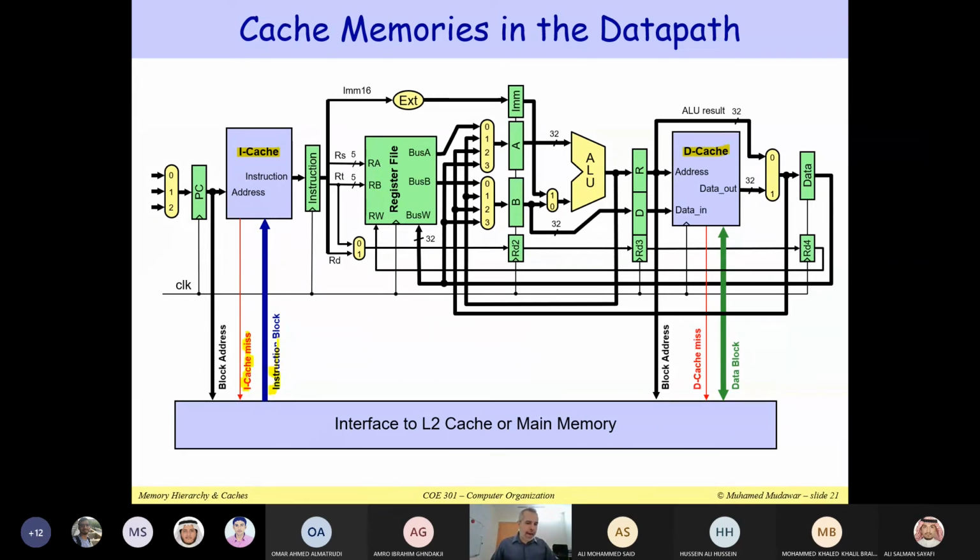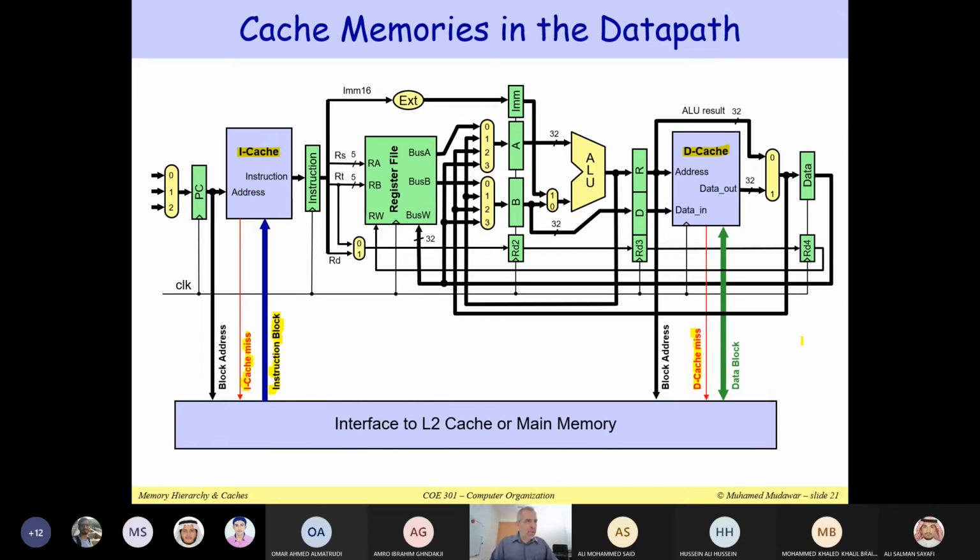So you can see here the direction of the arrow. If a block of instructions is being fetched all the way from the main memory into the instruction cache, that's when we have a cache miss. This is when the block is not found inside the instruction cache. The same thing for the data cache. If the block is not found inside the data cache, then we say we have a cache miss. And therefore the block has to be transferred, but it will be a block of data, transferred all the way from the main memory into the data cache.